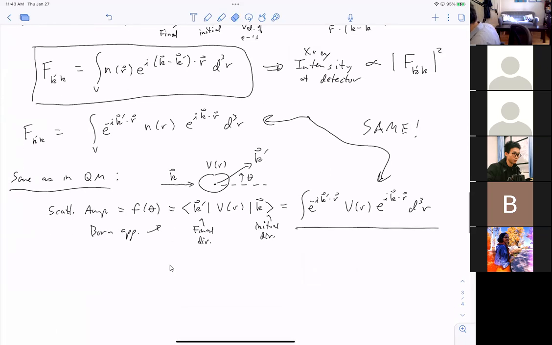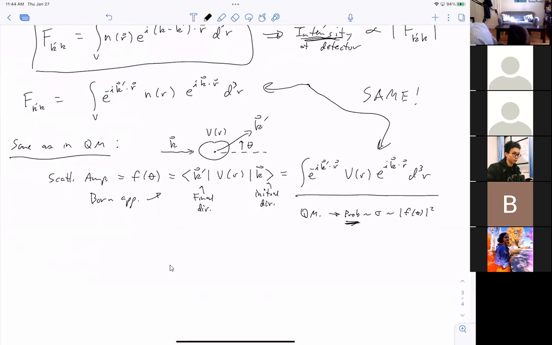Okay, but let's not get too sidetracked by quantum mechanics. In quantum mechanics, remember, you have the probability, which is like the cross section, and goes as f of theta squared. So in quantum mechanics, you have probability, but for X-ray scattering, we have intensity, but they both are mathematically identical quantities, and the math is all the same. Okay, so enough of that.